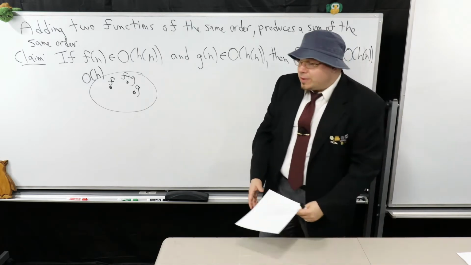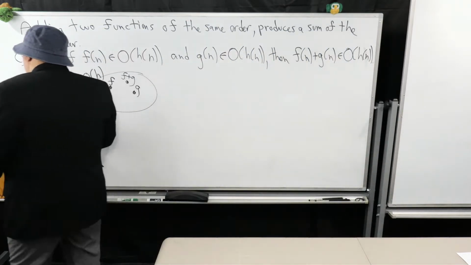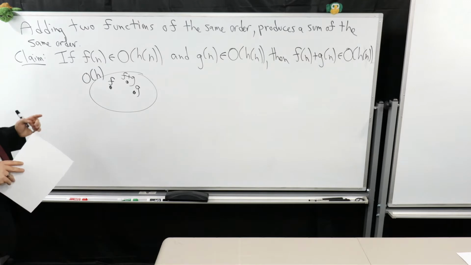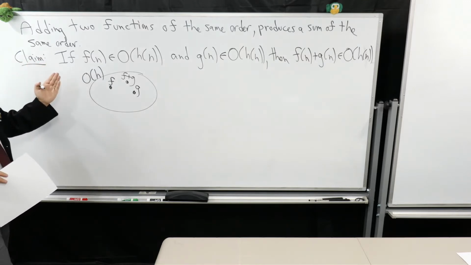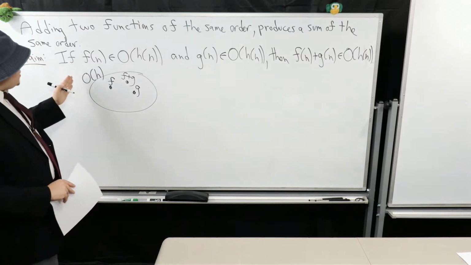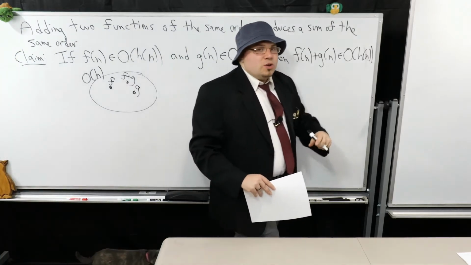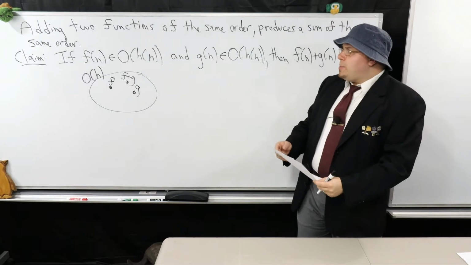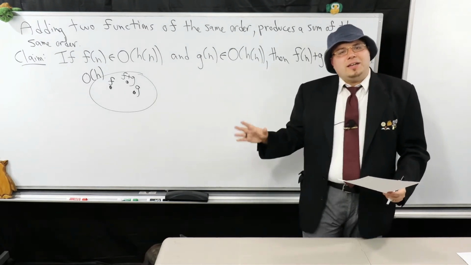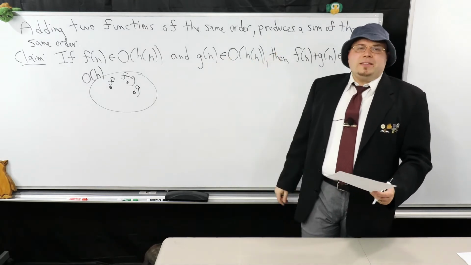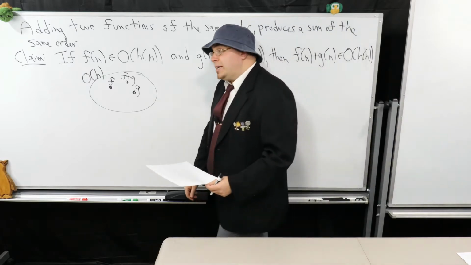So let's try proving this claim. What's the first thing we should probably do? Let's first read the statement and make sure we understand it. First, we're given that F is big O of H and that G is big O of H. We have these two facts. Now remember, like I said at the beginning of this section, if you're given information at the beginning, that might be very helpful for actually proving the claim.